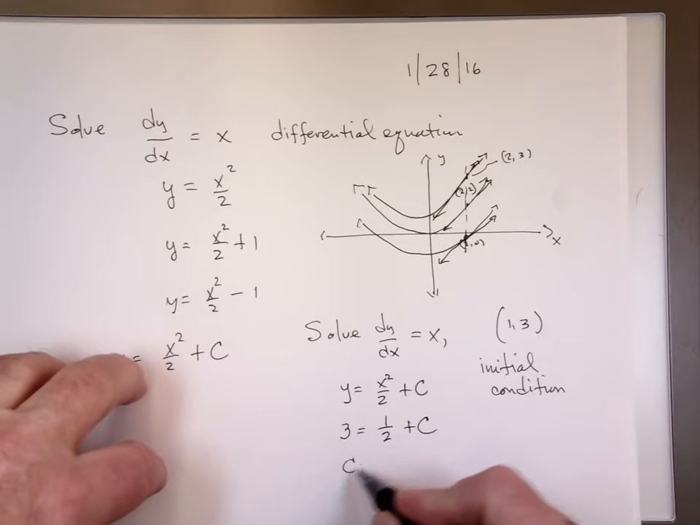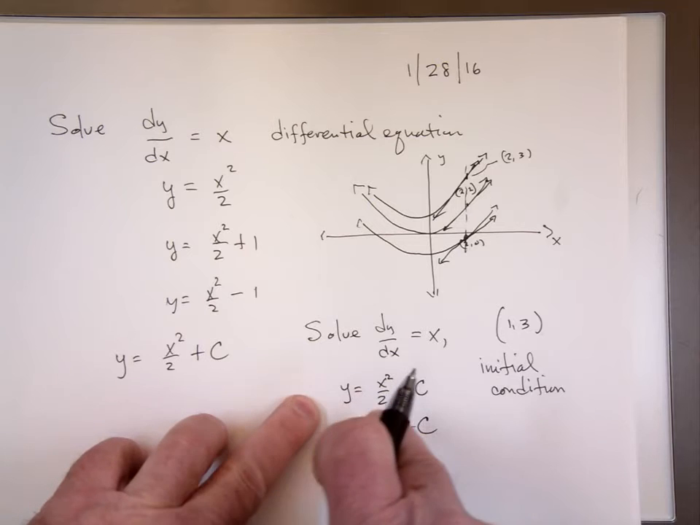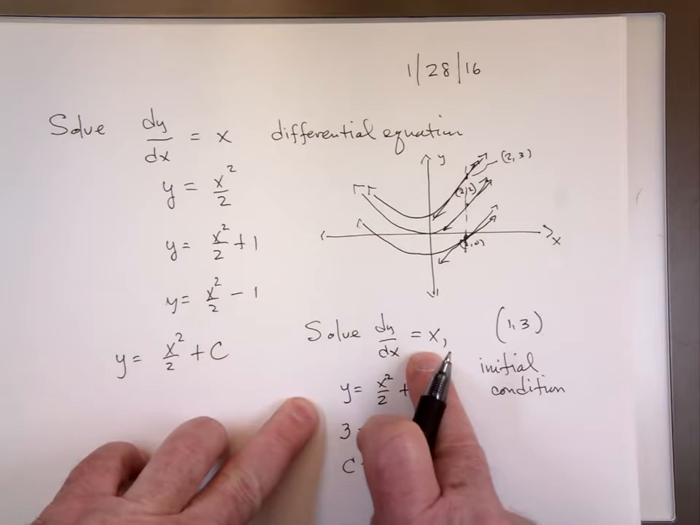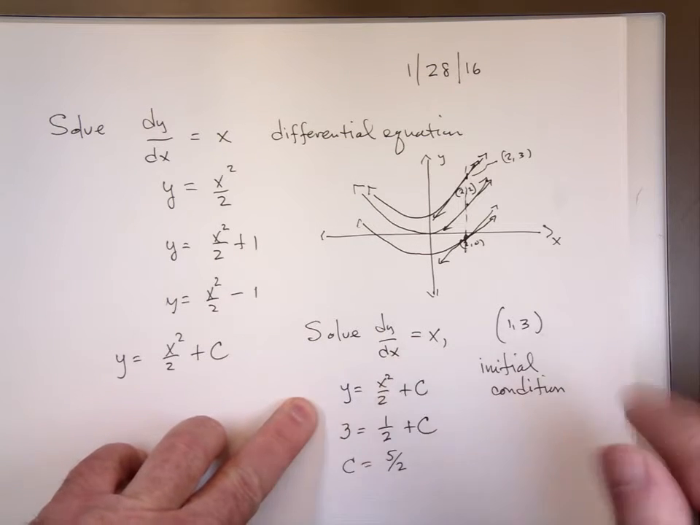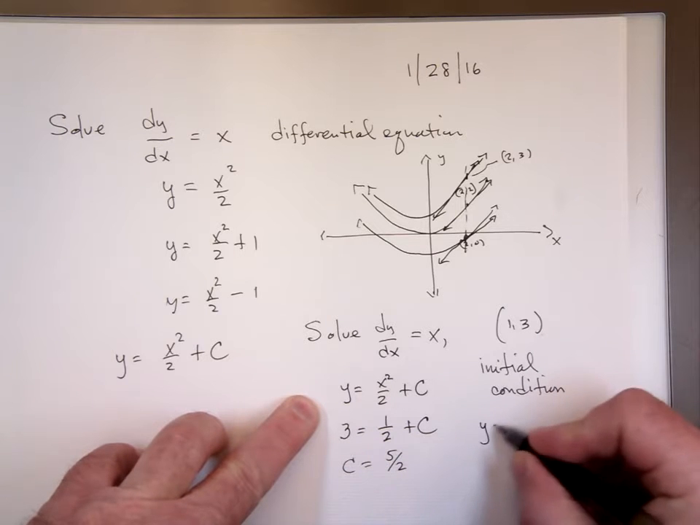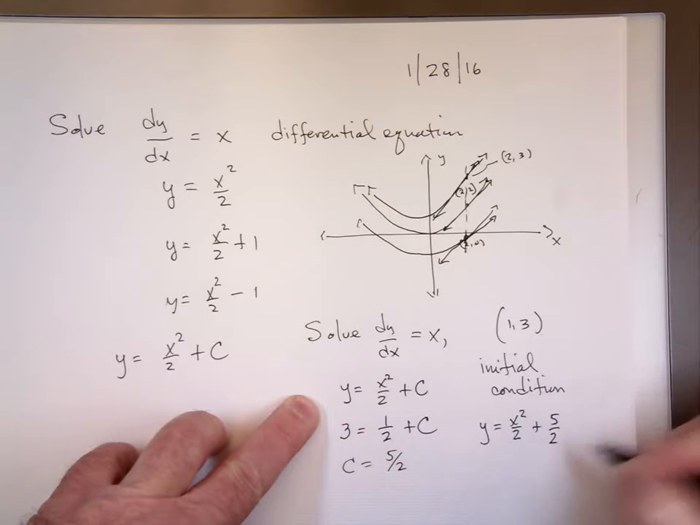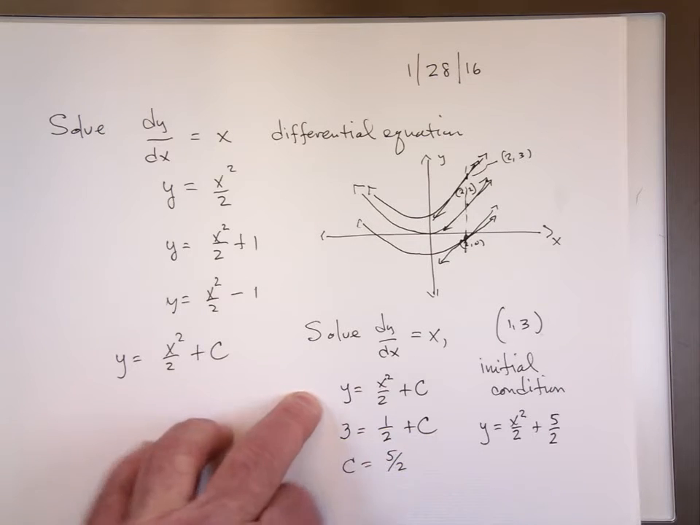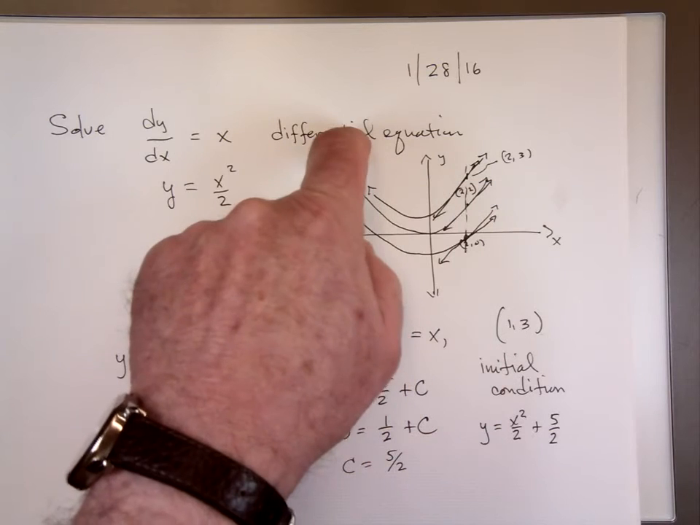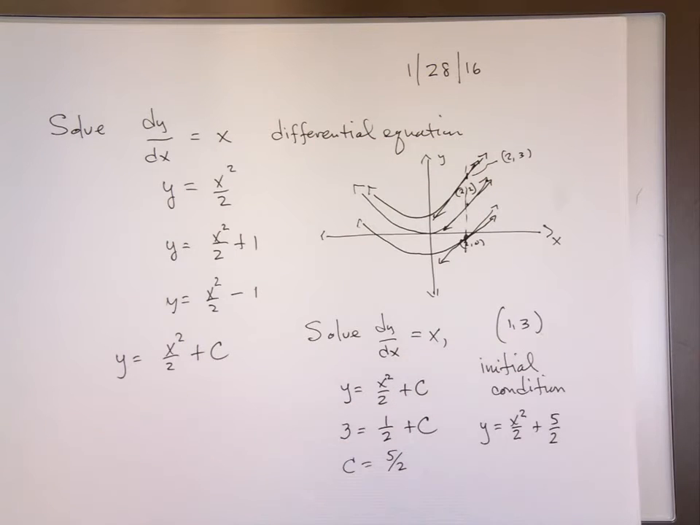So c is equal to 5/2. The solution to this differential equation, given this initial condition, is y equals x squared over 2 plus 5/2. Okay? It's that one solution, okay, of this family that passes through that point 1, 3. Okay? How we doing? Good deal.